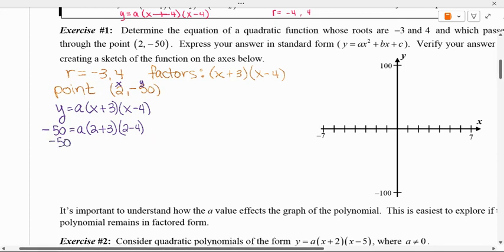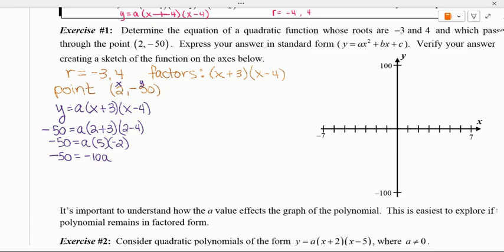Okay, so we're solving for a. Let's see, -50 equals a times, what is 2 plus 3? And what is 2 minus 4? What is 5 times -2? So -50 equals -10a. Does that make sense? All we did is took the ordered pair, plugged it in for x and y because we're trying to solve for a. We need to figure out what the multiplier is, okay? How am I going to get a all by itself? Divide both sides by -10. So 5 equals a. Okay. So I know that a is 5.